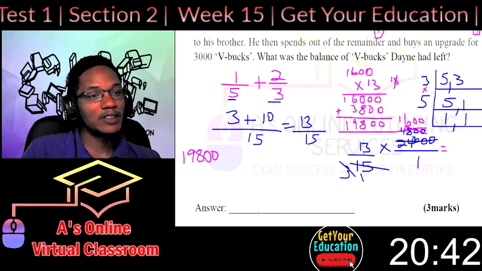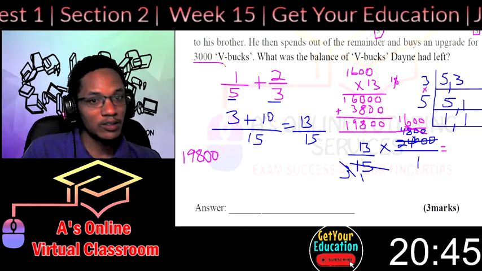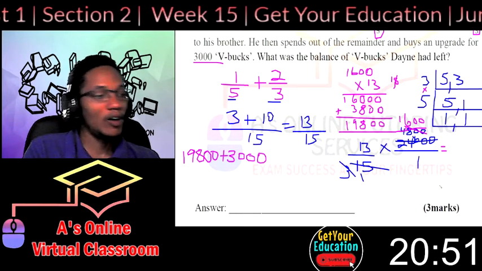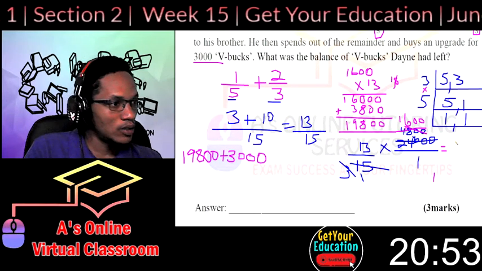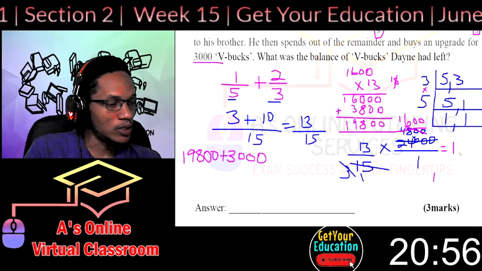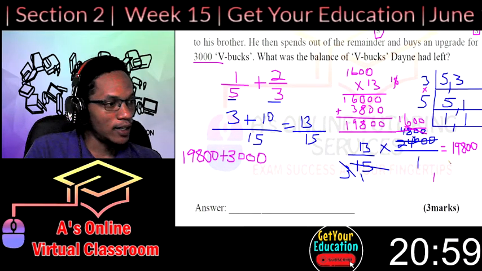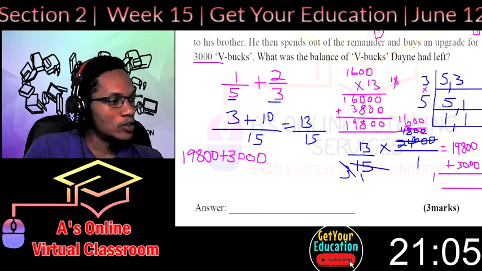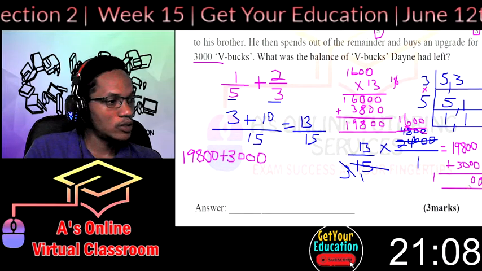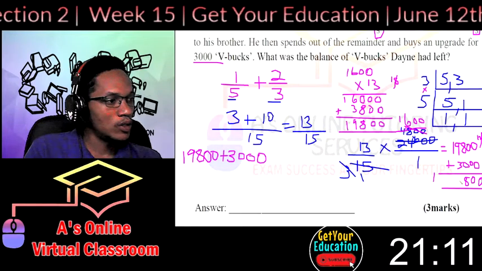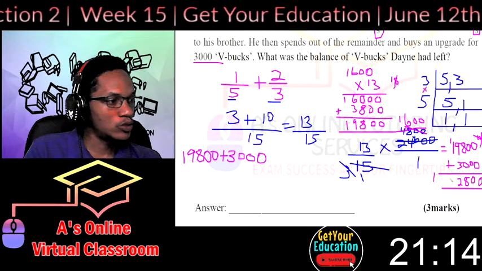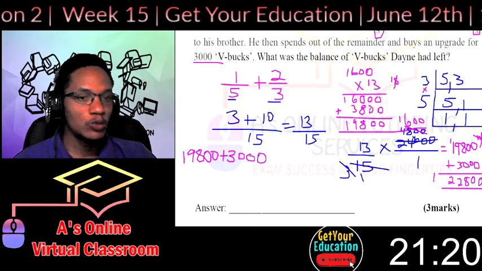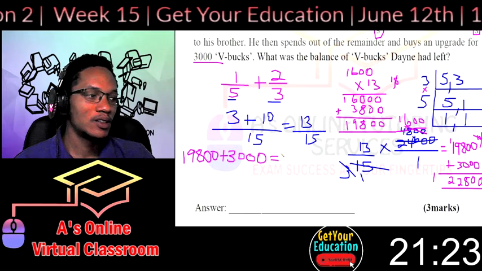And then after he gave that away, he spent more. He spent $3,000. So we're going to add that to see how much money he used up. So this was 19,800, and we could add that right here to 3,000. 0 plus 0 is 0, 0, 8, 9 plus 3 is 12, and then 1 plus 1 is 2. So he gave away and spent in total 22,800.